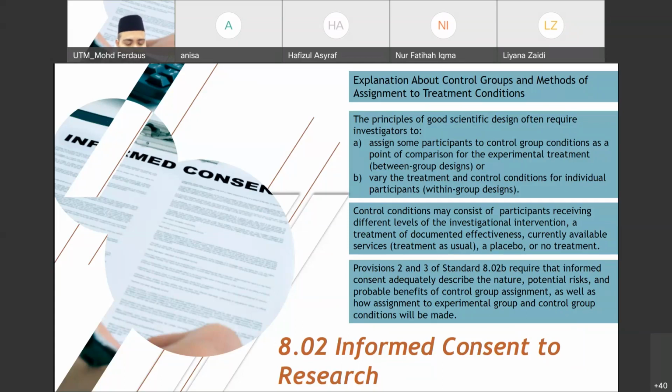So we need to inform them whether we are doing simple random assignment or systematic assignment, or whether we are doing between group design or within group design. Between groups assigns one group of respondents into an experimental group and one group of respondents into a control group, so we compare between those groups. Within group design is basically we are not assigning them to any group, so we only have one group.